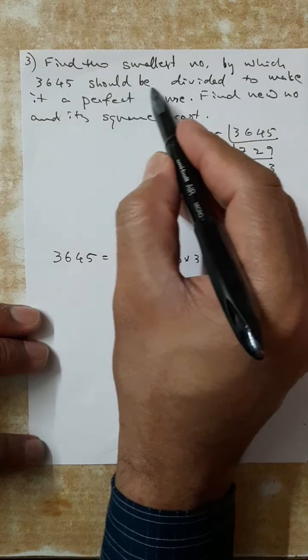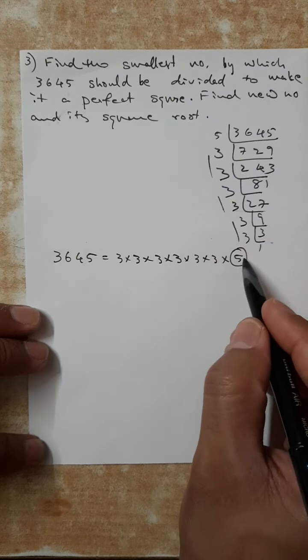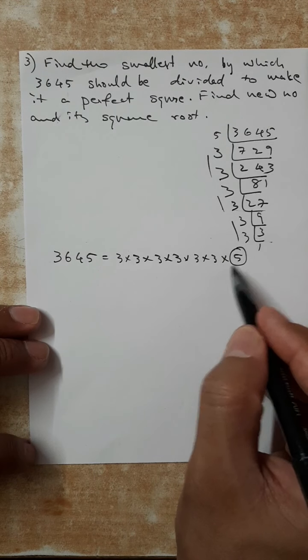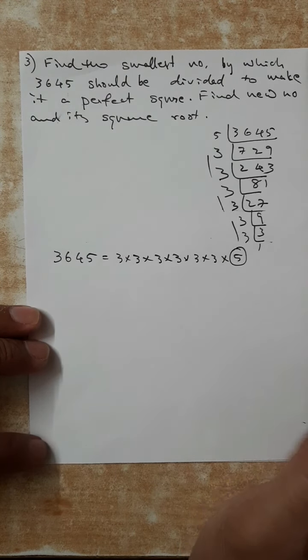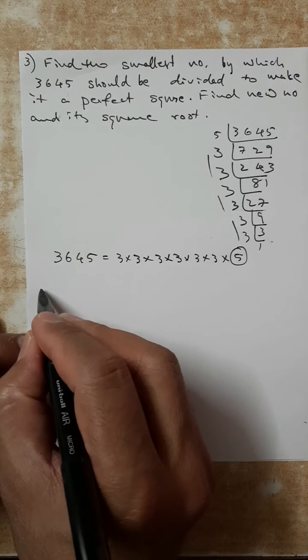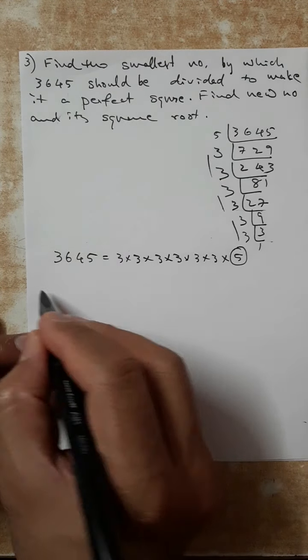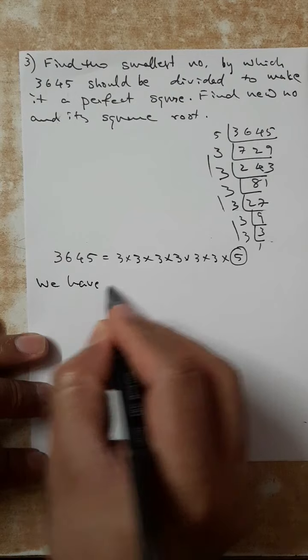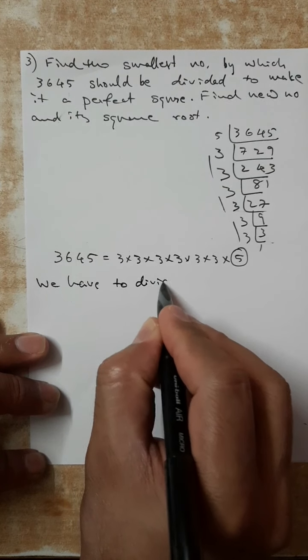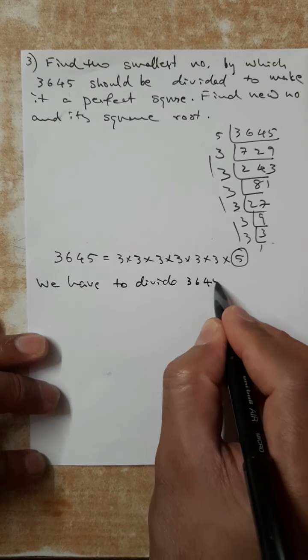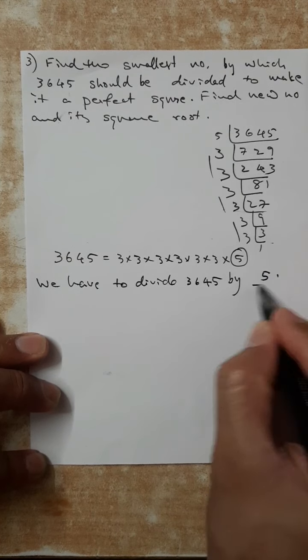Our question is by which number we have to divide. So I cannot give, I have to remove it. The one which is creating the problem will be removed. So we will say the required number is 5. We have to divide 3645 by 5.